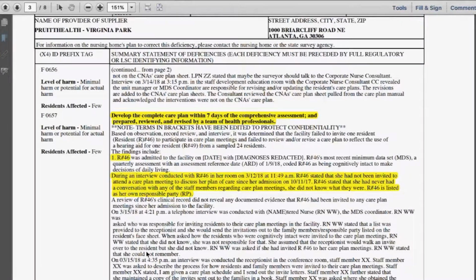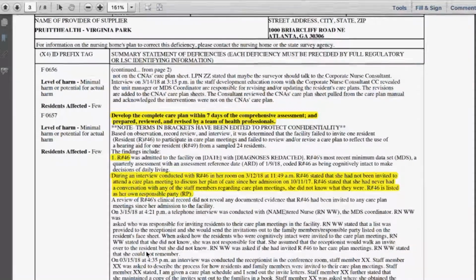So you'll see a lot of information is redacted. They never use anyone's name. So the first one, number 1, is resident number 46. They just assign a number to that person. And essentially what I highlighted here is during an interview conducted with resident 46 in her room on March 12th, she stated that she had not been invited to attend a care plan meeting to discuss her plan of care since her admission the previous October.